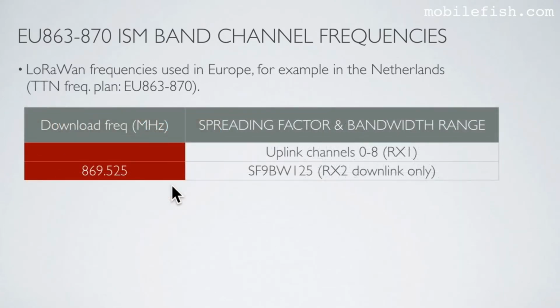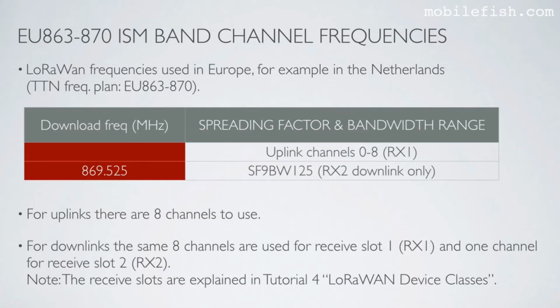And in this table, you will find the download frequencies. The download frequencies are the same as the upload frequencies for slot 1 and an additional download frequency to be used for slot 2. To recap, for upload links, there are 8 channels to use. For downlinks, the same 8 channels are used for receive slot 1 and 1 channel for receive slot 2. The receive slots are explained in tutorial 4, LoRaWAN device classes.